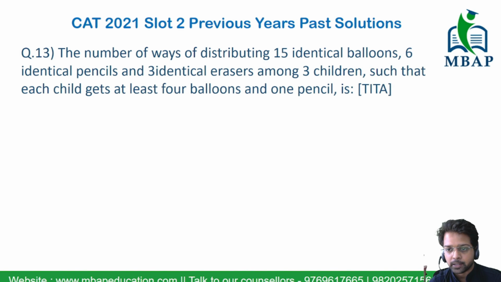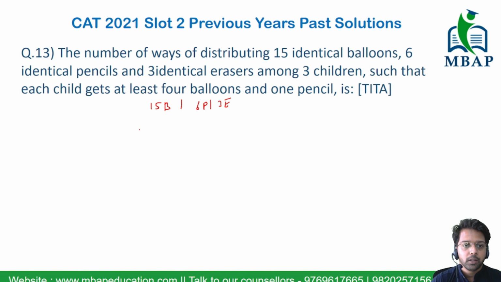Certainly the children are 3 in number and they cannot be identical. The things which are distributed among them, which are balloons, pencils and erasers, are identical in number. What is the count? The count is 15 balloons followed by 6 pencils and 3 erasers, and let's assume there are 3 children in this question.